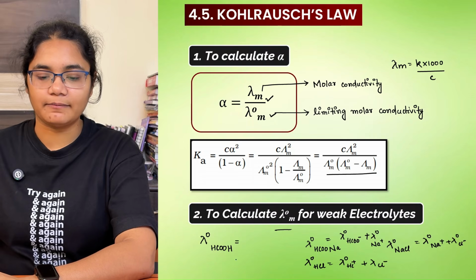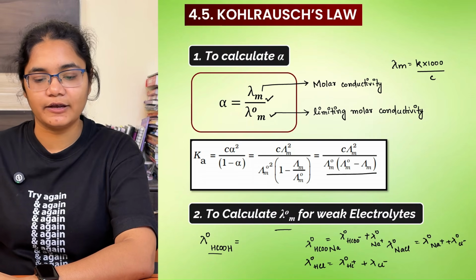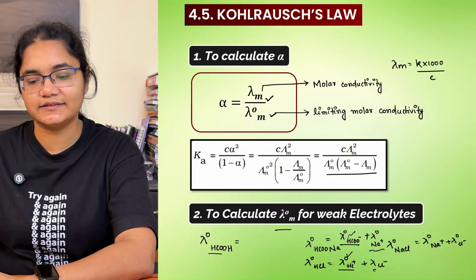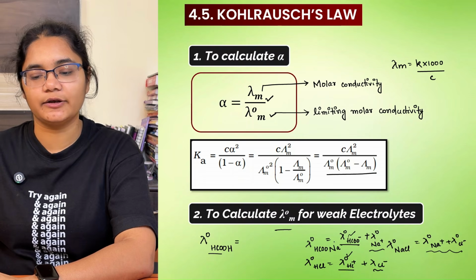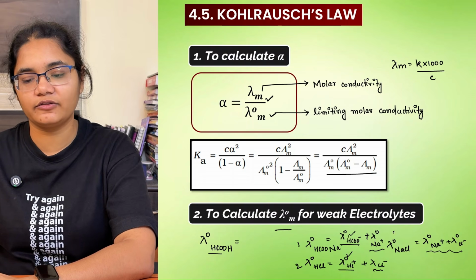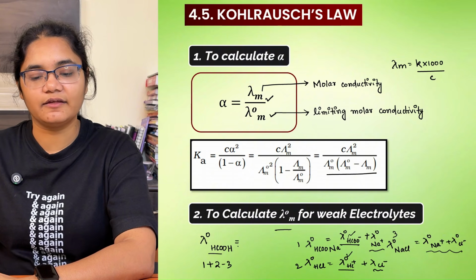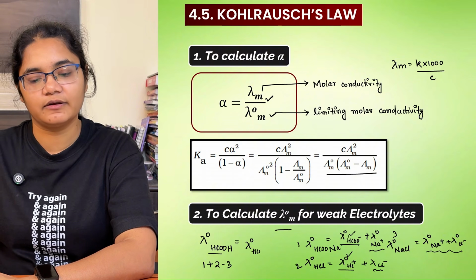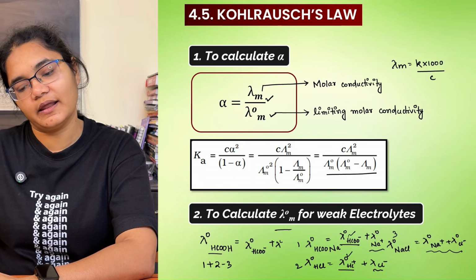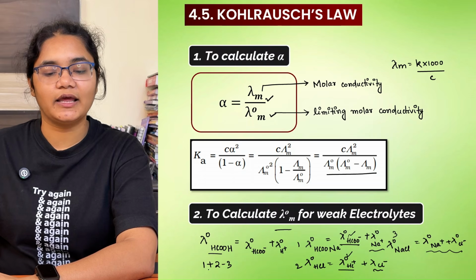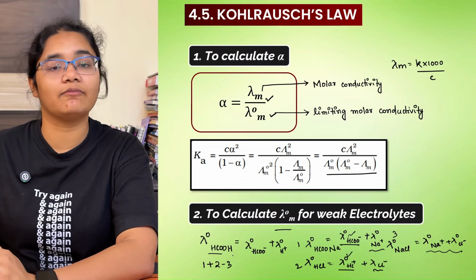Right, now what will happen if I add this one? Okay, all these values I will add. See, if I add this one and this one, then I will get these two. When I add these two, extra NaCl is formed and I can subtract this value. So suppose I'm writing this as 1, 2 and 3. If I add 1 plus 2 minus 3, then what remains with me will be HCOO minus plus H plus. That will be my final equation, and that is how I calculate the lambda naught m for weak electrolytes.